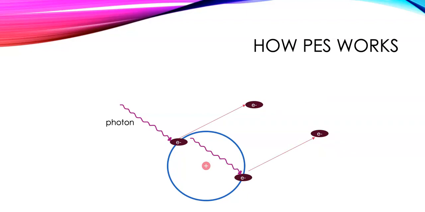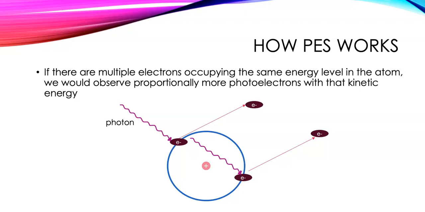How are the photoelectron spectra affected if we have more than one electron in an energy level? Let's say we have 2 electrons in energy level 1. Well, the photons are coming in. They can strike the first electron and emit it as a photoelectron. They can eject that second electron, which has the same ionization energy. We're going to get twice as many photoelectrons being ejected. So when there are multiple electrons occupying the same energy level or sublevel in that atom, we're going to see a proportional number of photoelectrons being ejected that have that same kinetic energy.